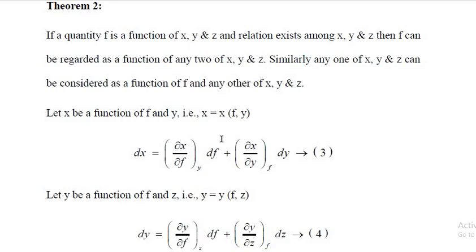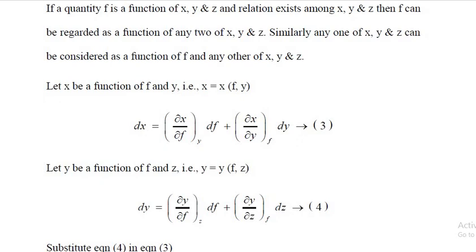Now you apply the exact differential. dx is equal to dou x by dou f at y into df plus dou x by dou y at f into dy. Similarly, let y be a function of f and z. That is, y is equal to y of f comma z. So dy is equal to dou y by dou f at z into df plus dou y by dou z at f into dz.